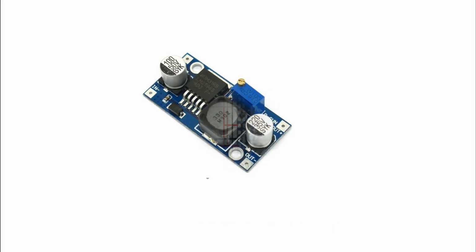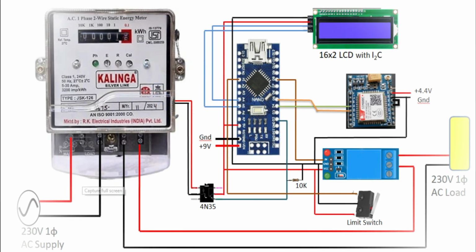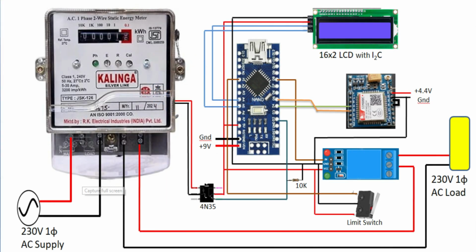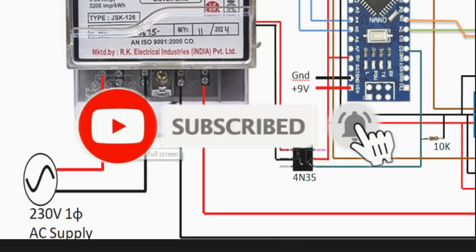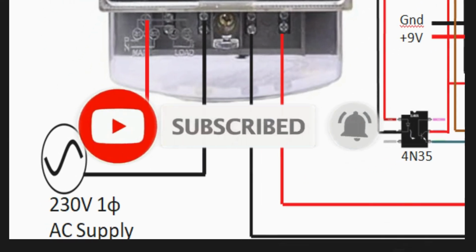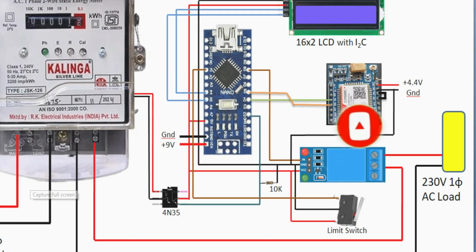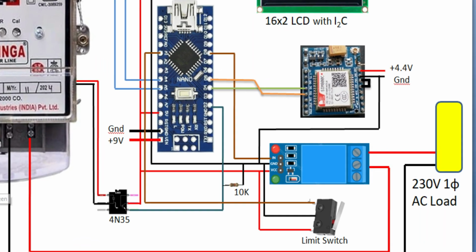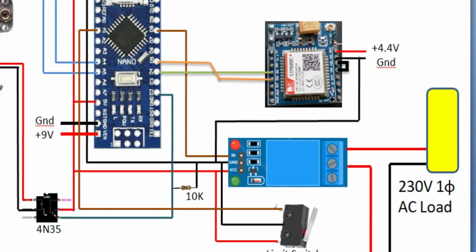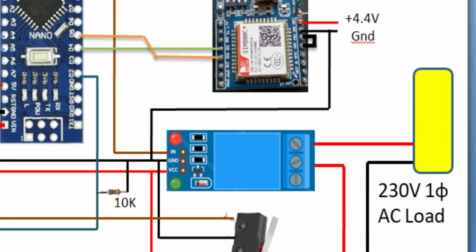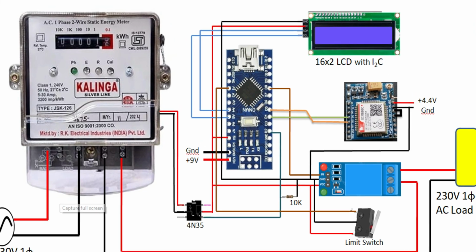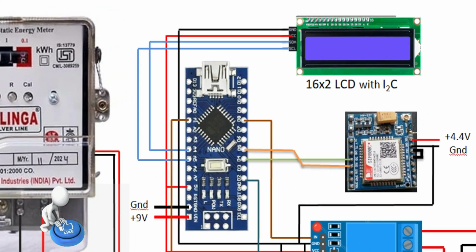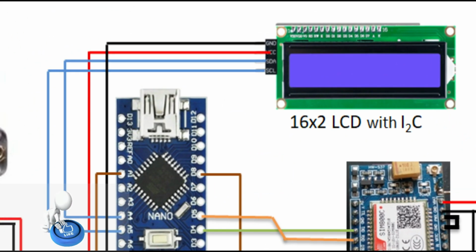The circuit diagram of the GSM based prepaid energy meter is very simple. The energy meter input terminal connects to the 220 volt AC power supply. Its output terminal connects to the output of the single channel relay module. All the loads for the electricity are also connected to the relay in series as shown in the circuit. The 16x2 I2C LCD display connects to the I2C pins of the Arduino Nano board.